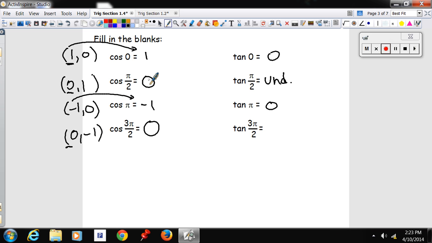What about the tangent here? What's negative 1 divided by 0? Undefined. Yeah, that's undefined also. You can't divide by 0. So those are just the angles that are on the x and y axis. Just wanted to look at those really quick.